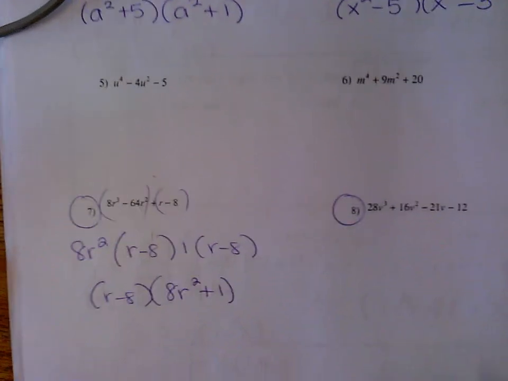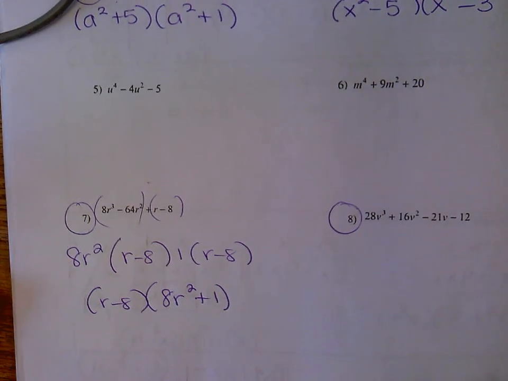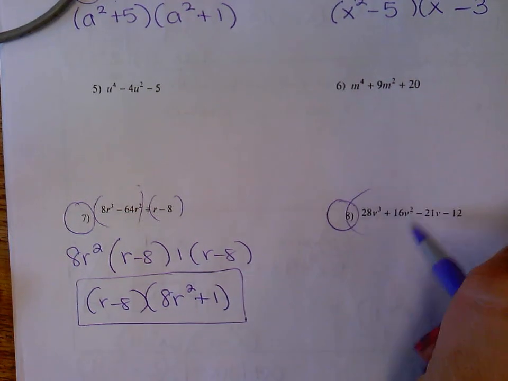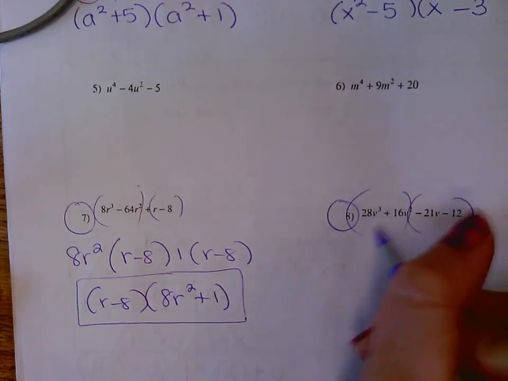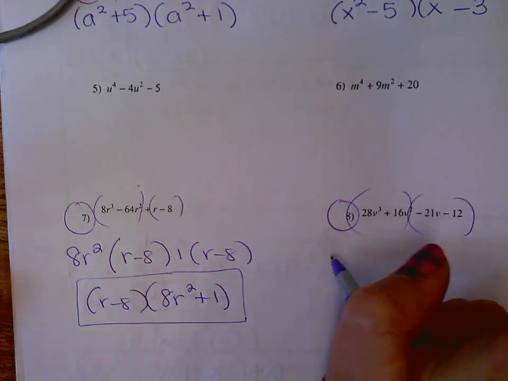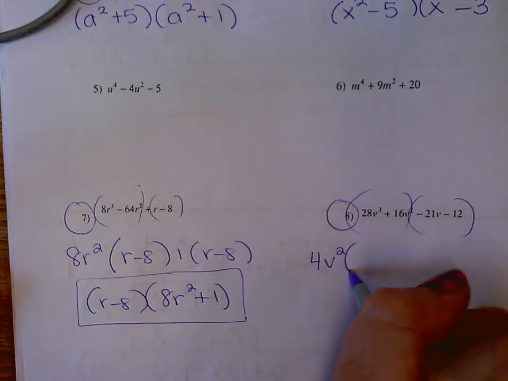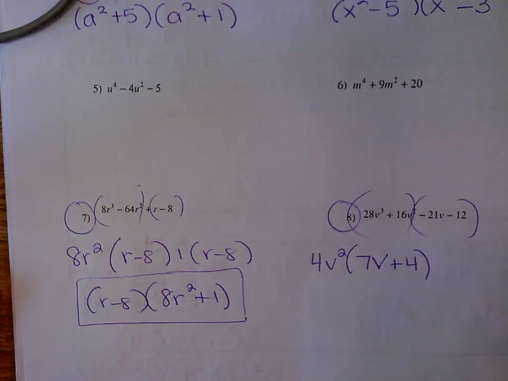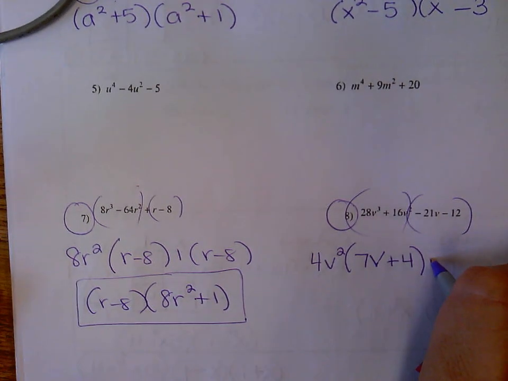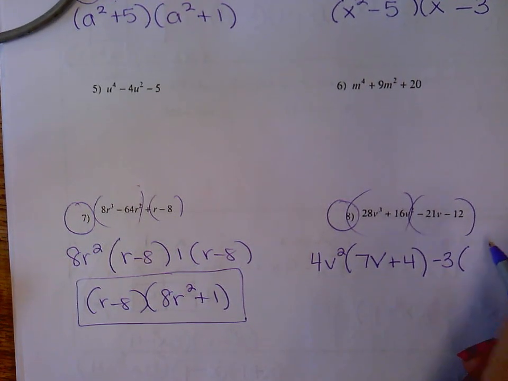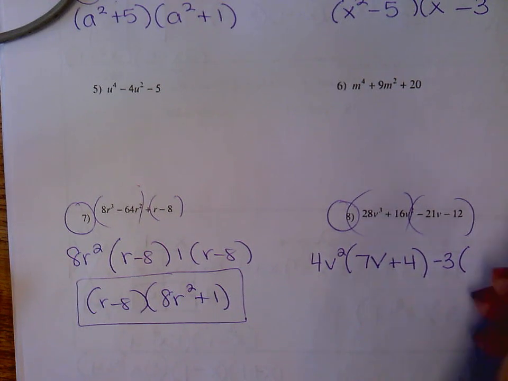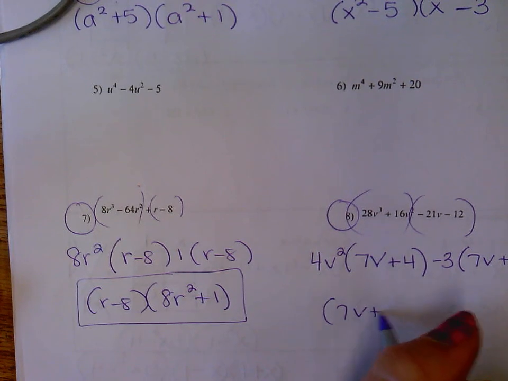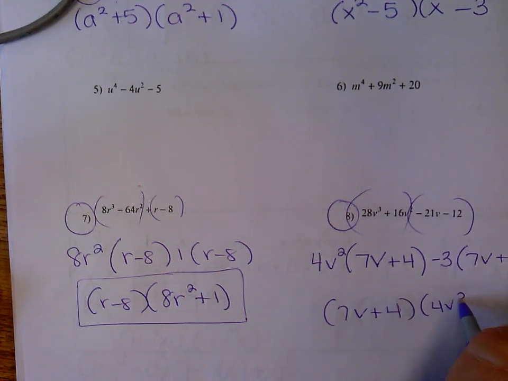Does that sound like what you got? Did anyone try number 7 and get that as their answer? And then the other one, which could you factor out? A 4v squared 7v plus 4. Does that sound right? And a negative 3 times 7v plus 4, right? So 7v plus 4 and 4v squared minus 3.